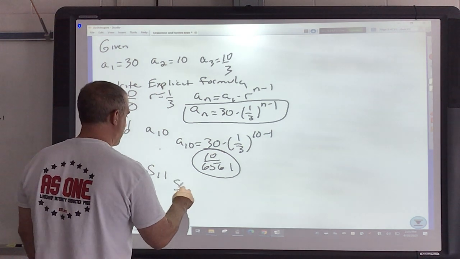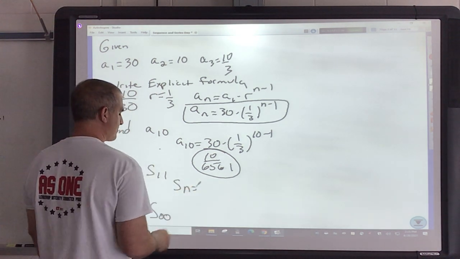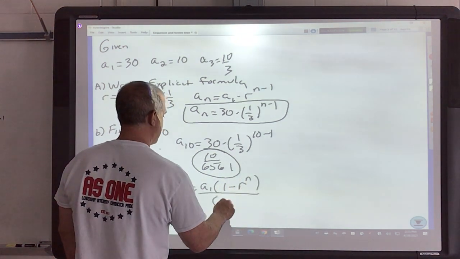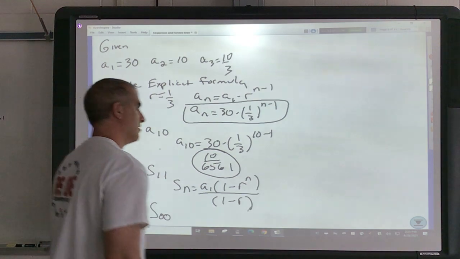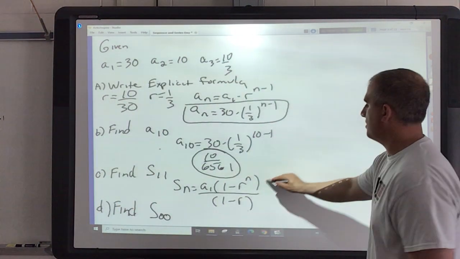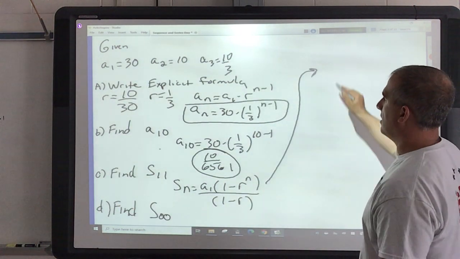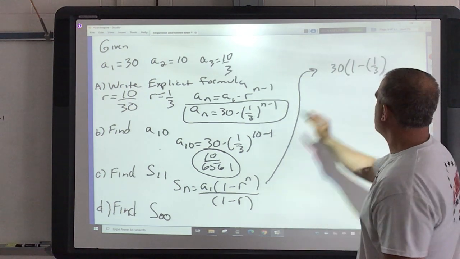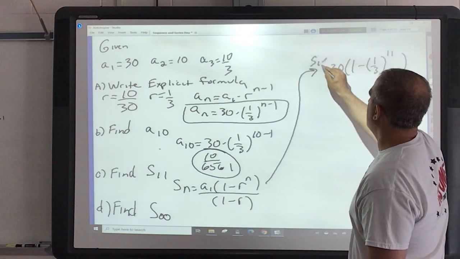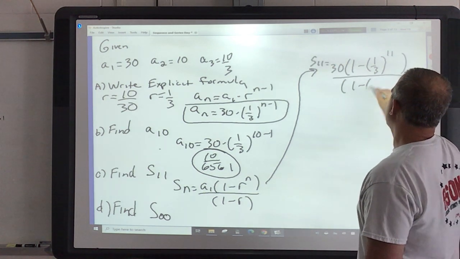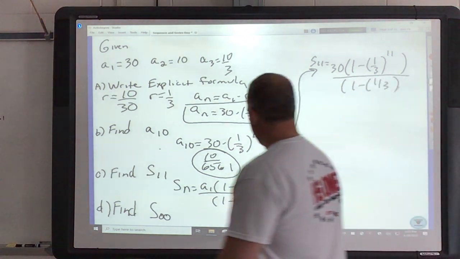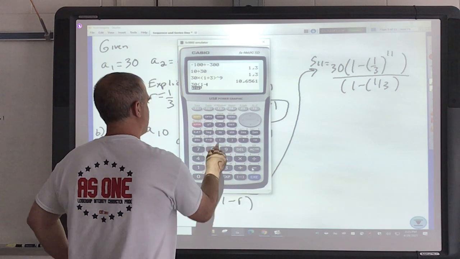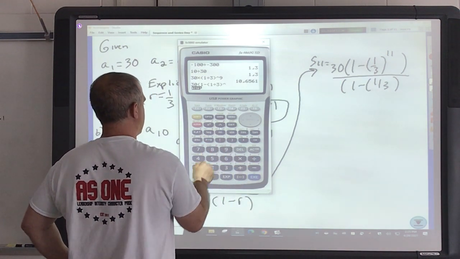S sub n. The formula for that would be S_n equals A1 times (1 minus R to the n power) over 1 minus R. So what I would do for that, let's just move that up here. I'd have 30 times (1 minus 1/3), since I'm doing S11, to the 11th, over 1 minus 1/3. Depending on how good your calculator is, I would do 30 times (1 minus 1/3 to the 11th).